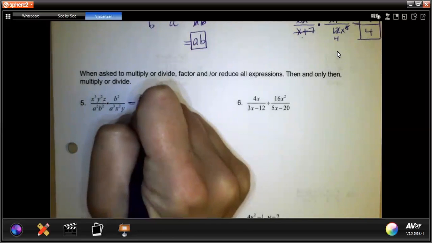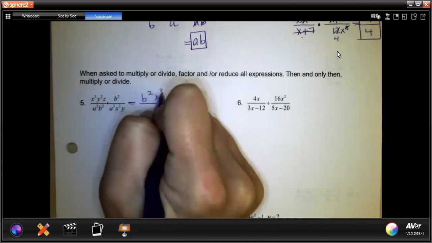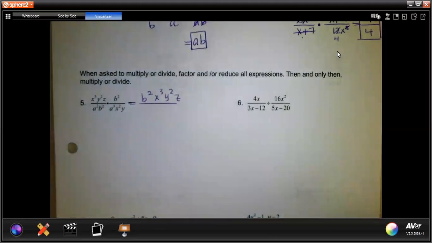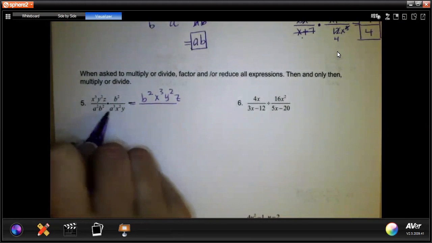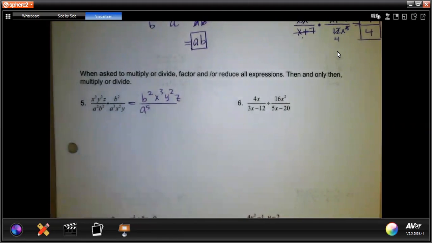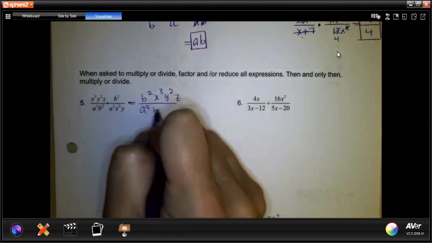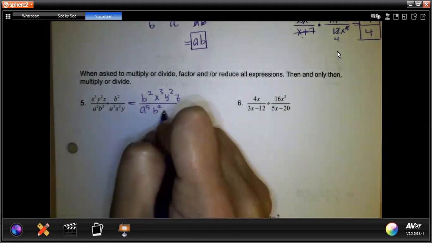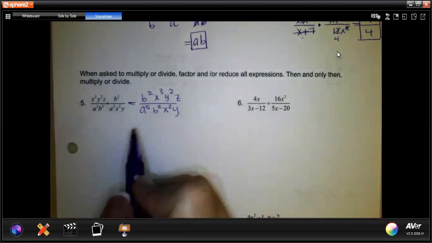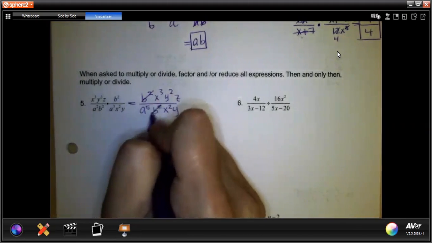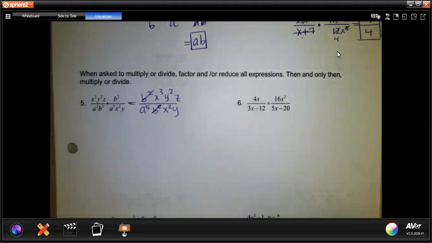I've got a b squared, x cubed, y squared, and z on the numerator. On the denominator, I've got an a squared times an a cubed, which is a to the 5th. Then we've got a b squared, x squared, and y. And now I can reduce the b squared and the b squared, they're exactly the same, so that just gives me 1.